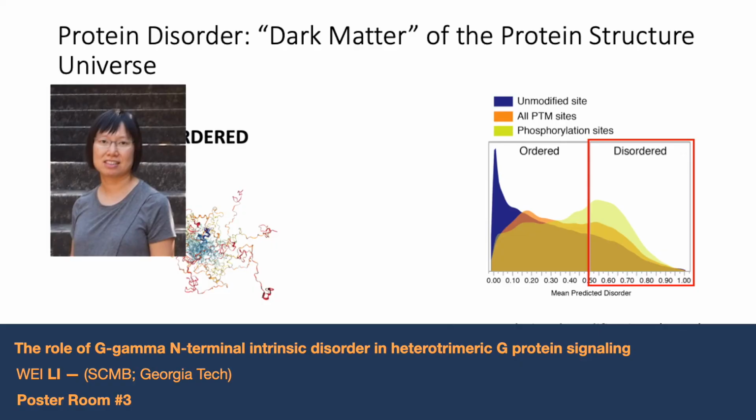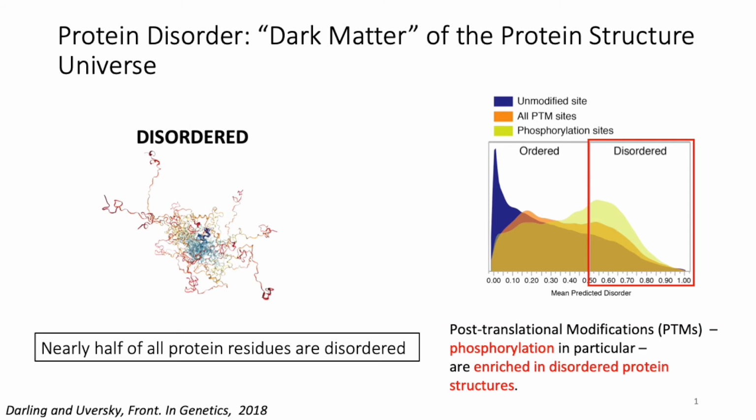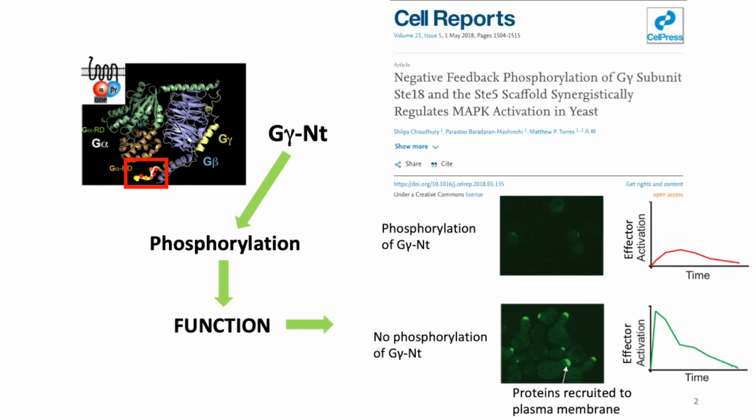Intrinsically disordered proteins, IDPs, are known to be unstructured but biologically functional. They frequently contain various post-translational modification sites, PTMs, and combinatorial PTM of IDPs is a prominent regulatory feature in protein biology. One good example is the N-terminal tail of the G protein gamma subunit. It is intrinsically disordered, with phosphorylation-dependent determinants of G protein signaling.